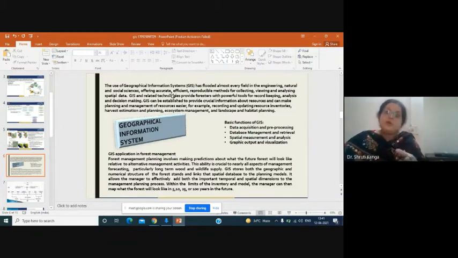Okay, as I told you earlier, we can go for future simulation planning. Since we have each and every inventory about the forest, based on those inventories we can look at how a particular forest area will look in the future. If there are some problems, they can be rectified and some preventive measures can be taken into consideration. So this is how GIS can be applied in different kinds of forest management related activities. Okay, clear?